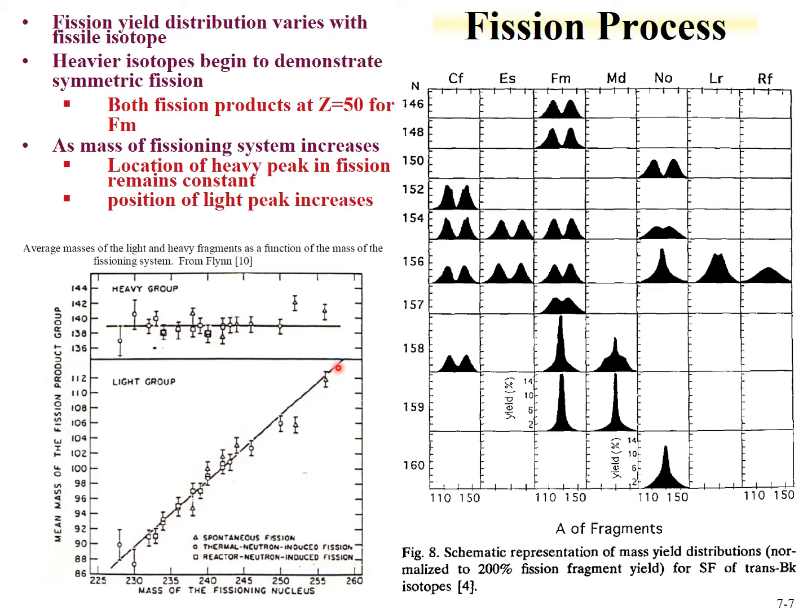We can imagine eventually that, particularly if we get close to where Z is equal to 100, so that the fissioning isotopes would have a Z of 50, which is here. Fermium has a Z of 100. You can imagine that here we'd start getting symmetric fission.